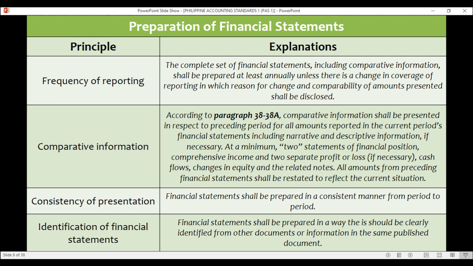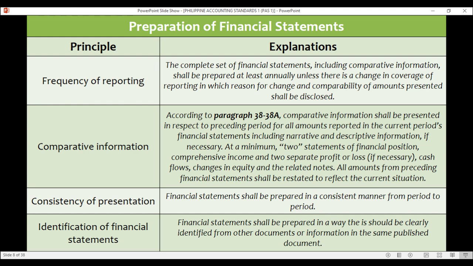So therefore, application of accounting policy A is consistent for the first 5 periods, and for the next accounting periods, the consistency of application of policy B. Okay, identification of financial statements. Financial statements shall be prepared in a way that they should be clearly identified from other documents or information in the same published document.